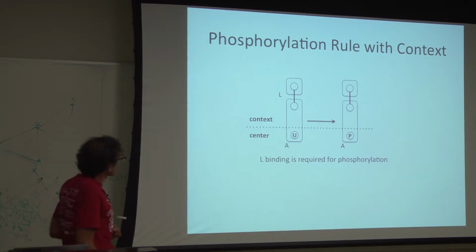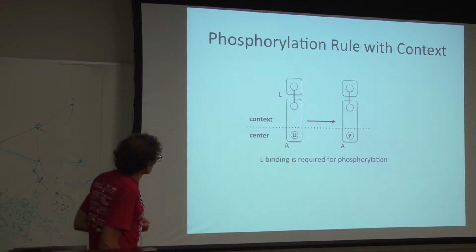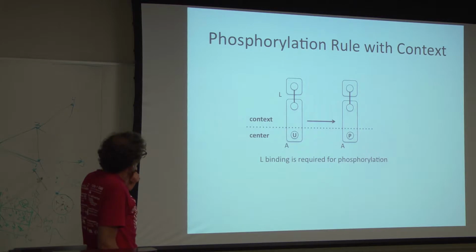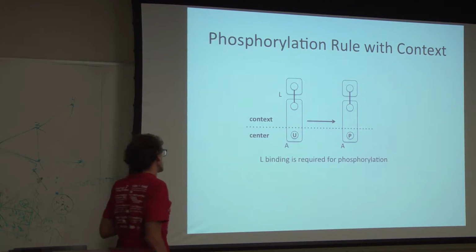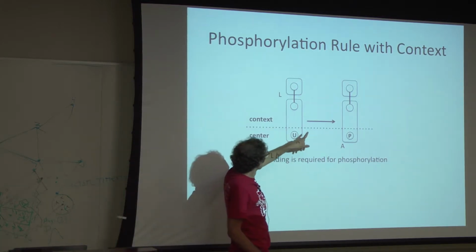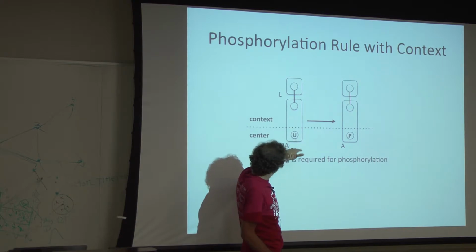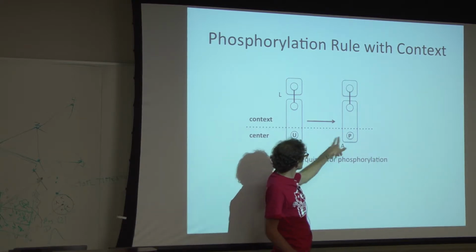Okay, and yeah, so we'll see more. We'll see some examples of that as we go along. So here's just another example of a rule. I talked about binding already. Another kind of rule is what I call here a state change.